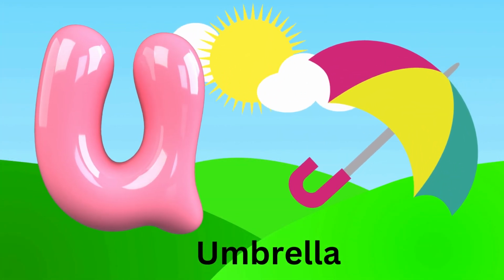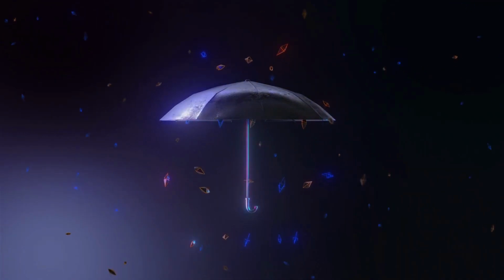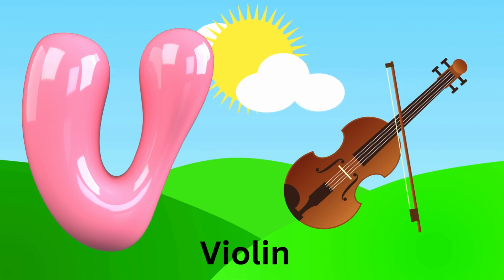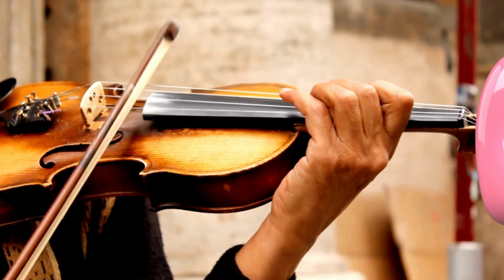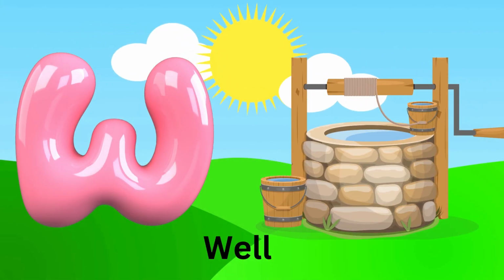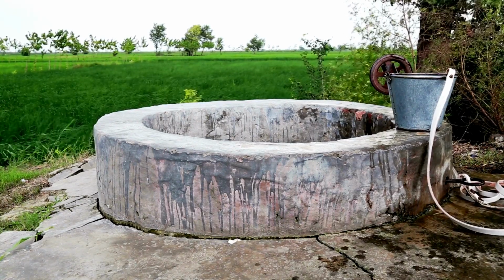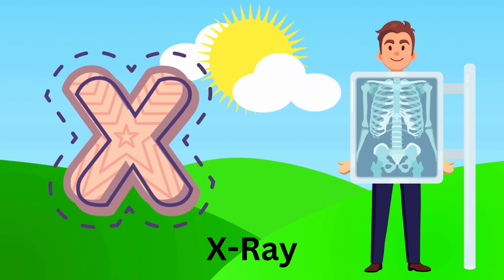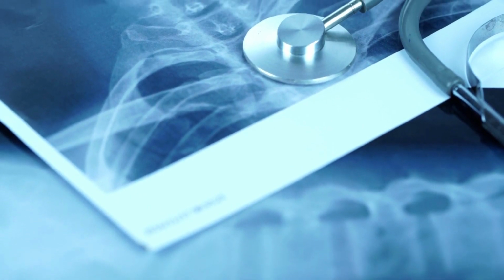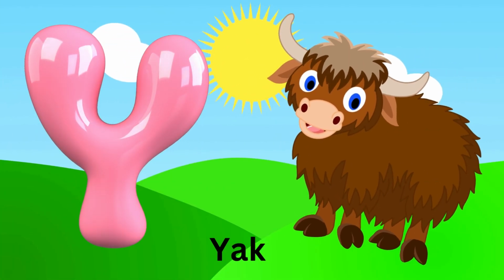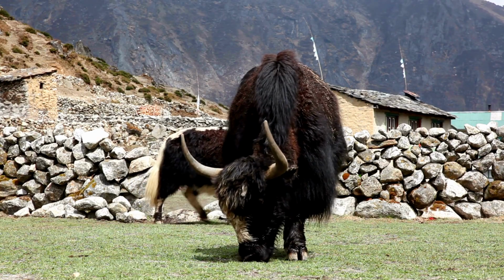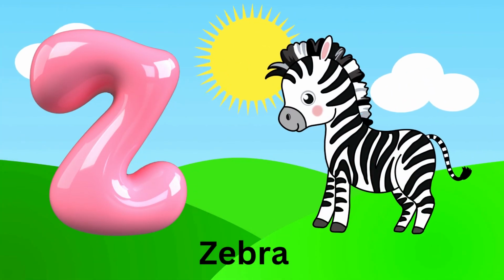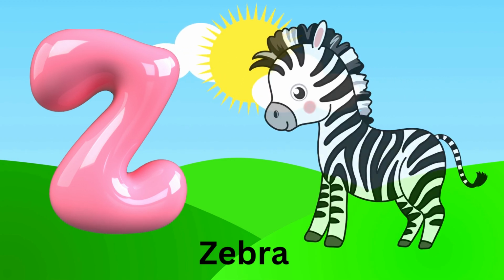U for umbrella. V for violin. W for well. X for X-ray. Y for yak. Z for zebra.